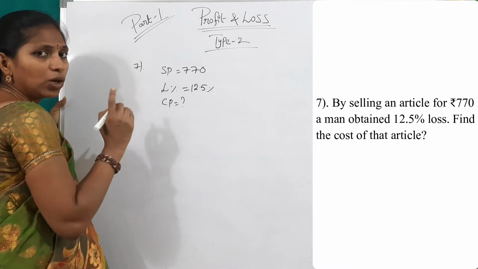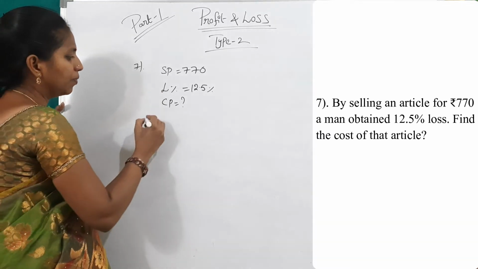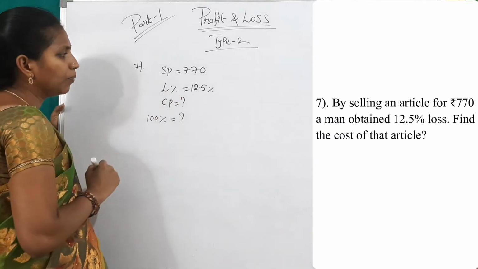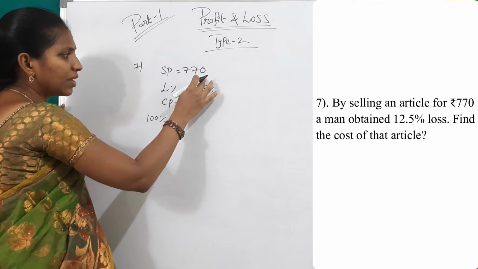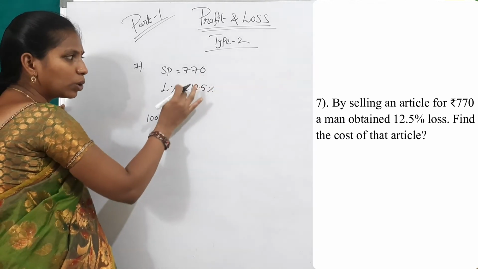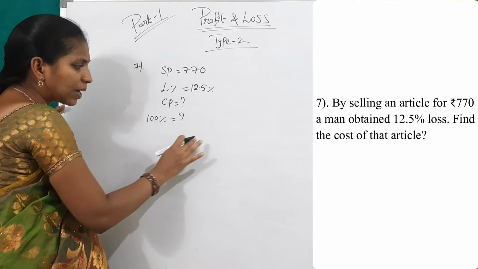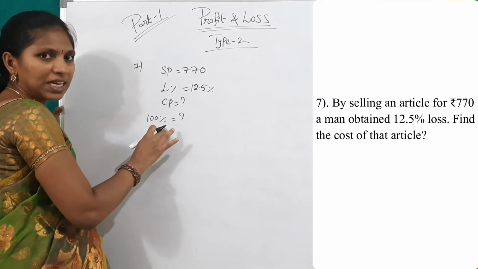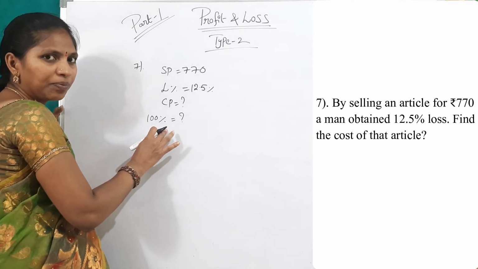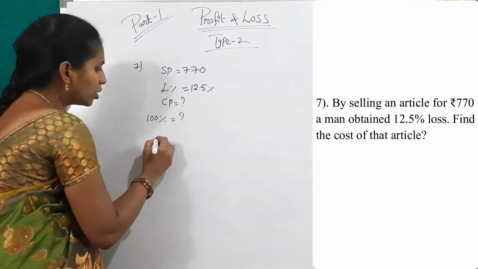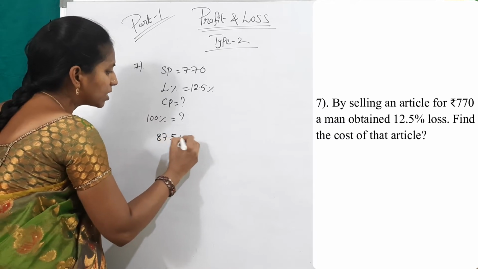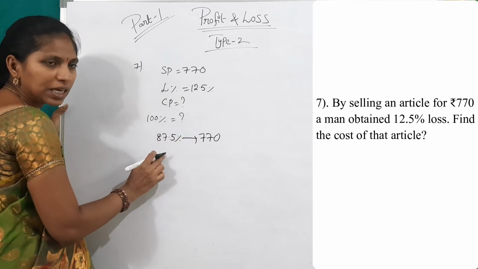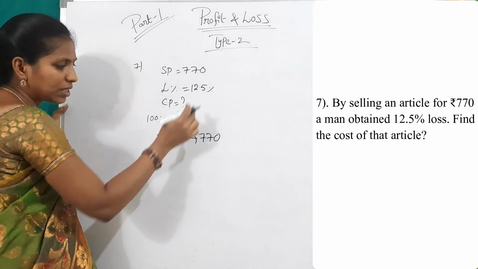Here always take cost price as 100%. So 100% equal to what? We have to find that out. Here selling price equal to 770 and loss percentage equal to 12.5. So subtract this 12.5% from this 100%. Then what will be the result? 87.5. So 87.5% is equal to how much? 770. This is a selling price percentage because this is a loss percentage.